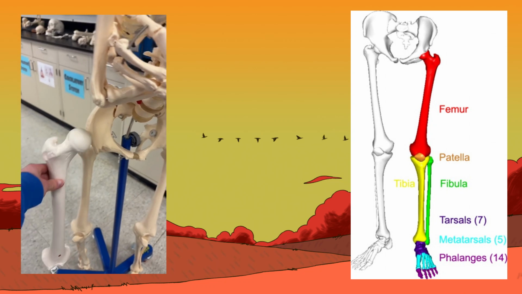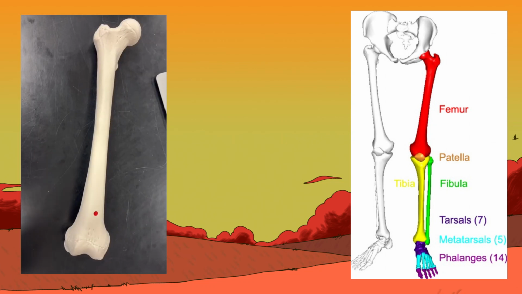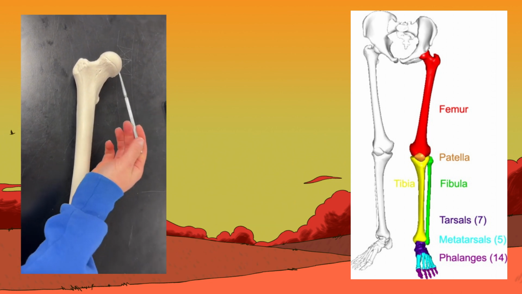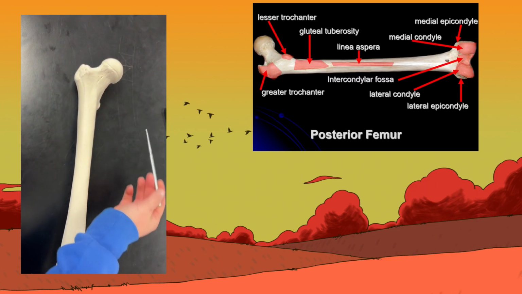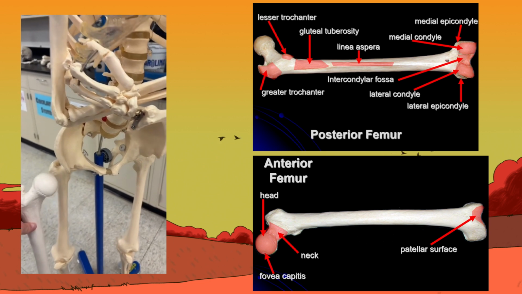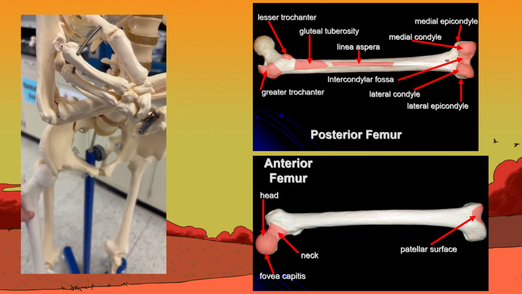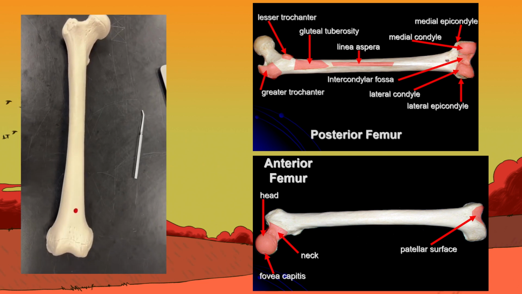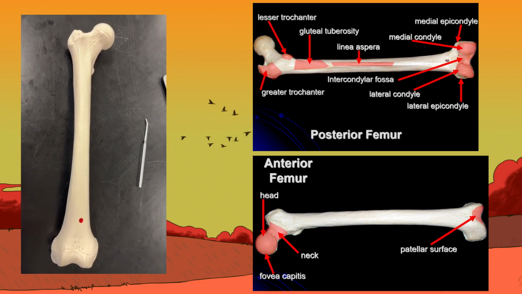We're going to be talking about the femur. The first thing we're going to talk about is how you know what side of the femur you're looking at. So the head of the femur is always going to face medially. So when you have the femur here, it's going to be facing towards the hip, medially to the center of the body. Right now we're looking at the anterior side of the femur.